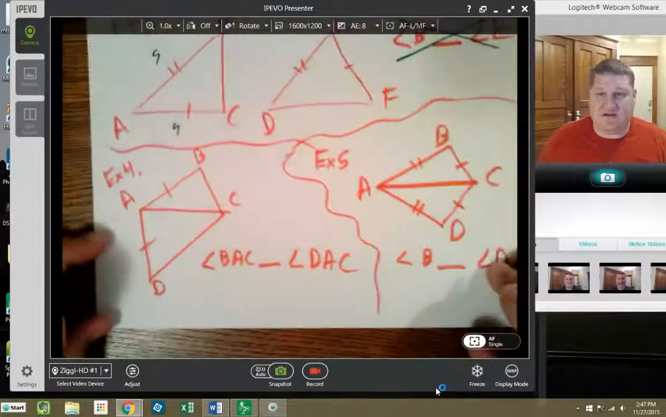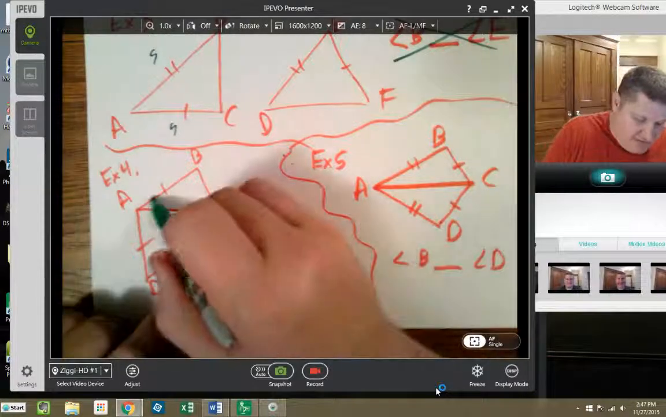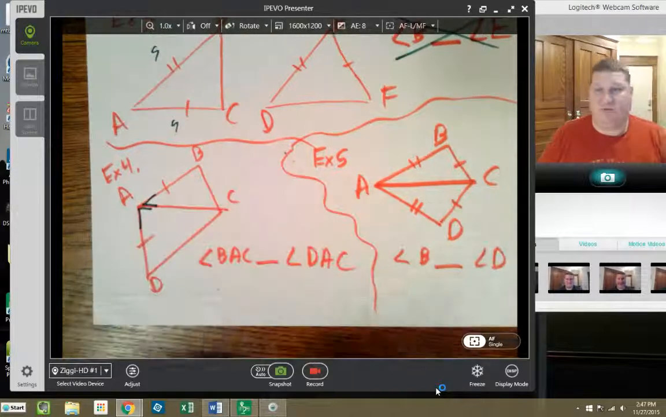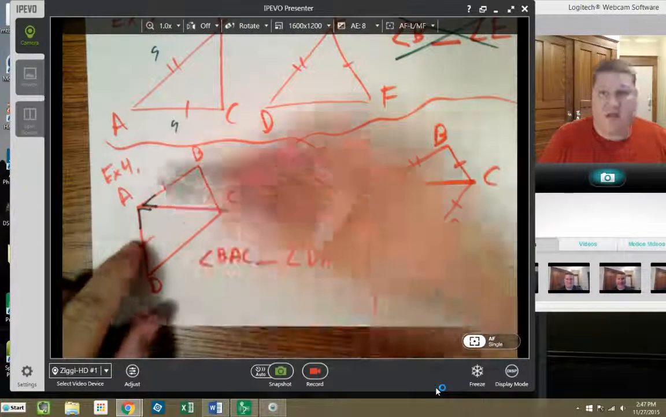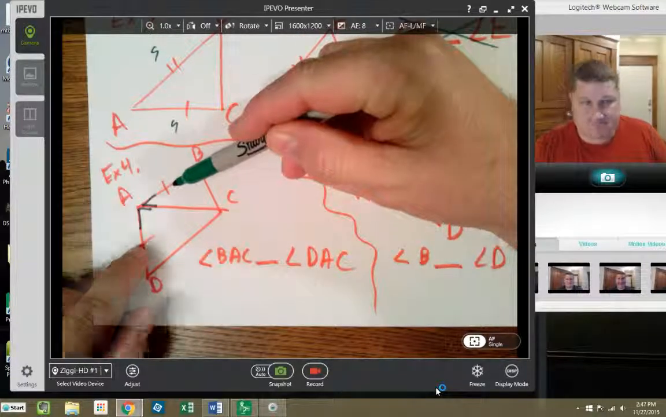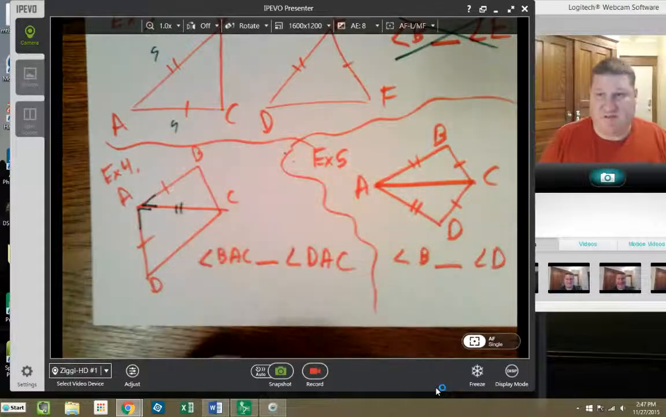Now, let's look down here at example number 4. In this case, what can I say about BAC and DAC? What can I say about those two angles? Well, the thing is, I have to have two sets of congruent sides. I have one pair, but where would the other set of congruent sides be? Obvious answer is AC is congruent to itself by reflexive.